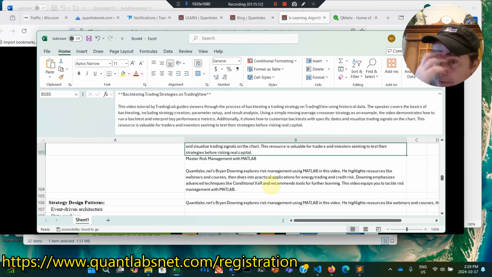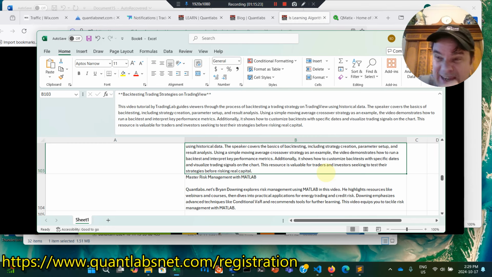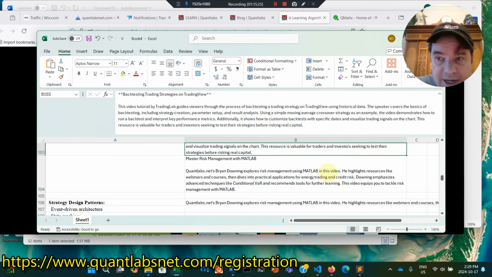Okay, again, coming back to MATLAB. MATLAB and TradingView are probably the kings in all of this out of convenience, where there's not a lot of programming needed, if you're willing to pay for either. As I said, with MATLAB, it's a lot pricier once you want to go into production. So the MATLAB one explores the risk management of MATLAB, highlights resources like webinars and courses that were available at the time of this recording, and dives into practical applications, as I said, for both.